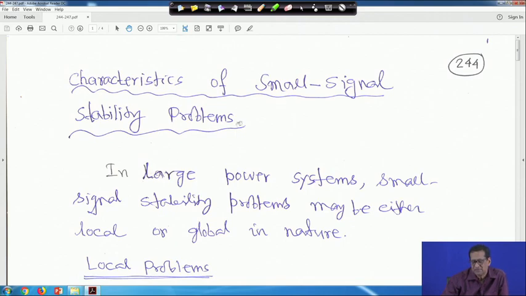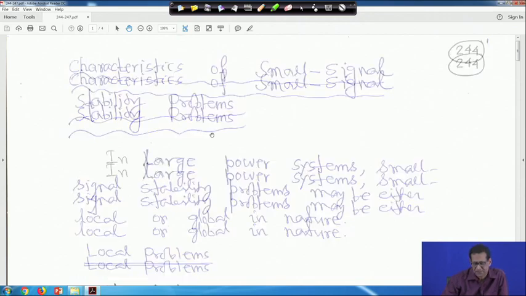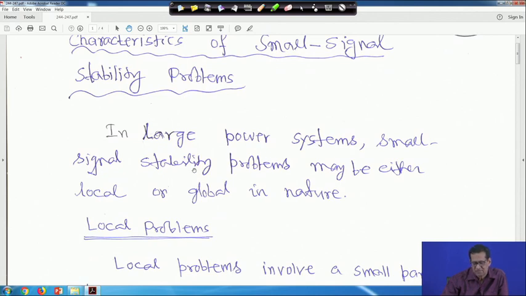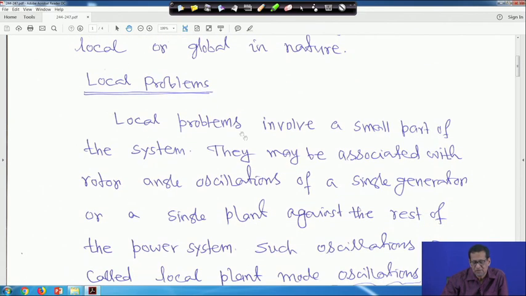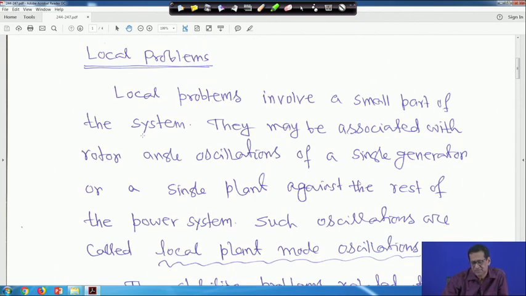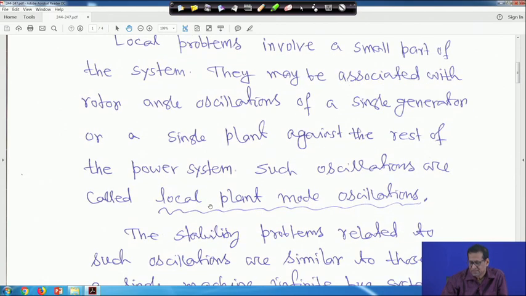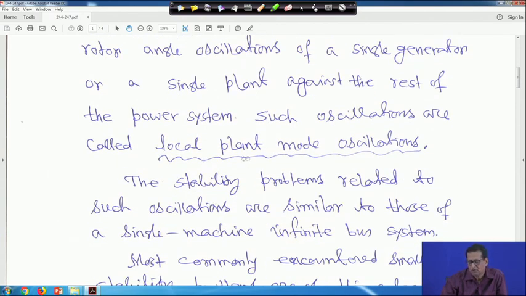Now, characteristics of small signal stability problems. In large power systems, small signal stability problems may be either local or global in nature. Some general ideas: local problems. A local problem involves a small part of the system. They may be associated with rotor angle oscillations of a single generator or a single plant against the rest of the power system. Such oscillations are called local plant mode oscillations. So, certain terminology you should keep in mind.